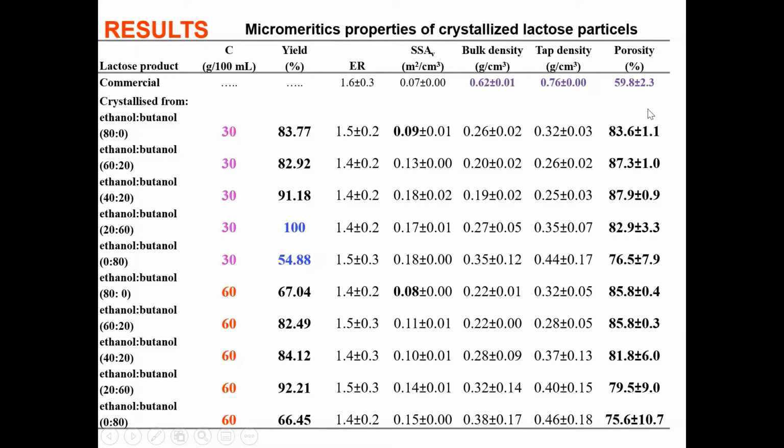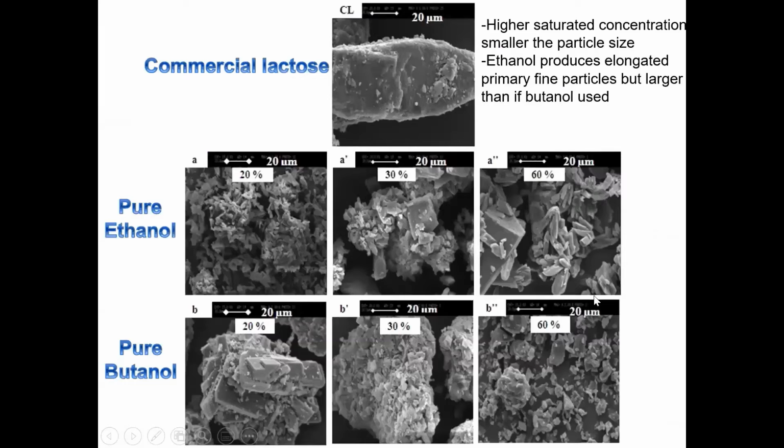If you look at the porosity of particles, you will see that commercial lactose produces 60% porosity between particles, whereas all crystallized lactose produces a higher porosity. We believe that having high porosity makes dispersion easier when you spray or inhale such formulations. And I'm going to show you more results on this.